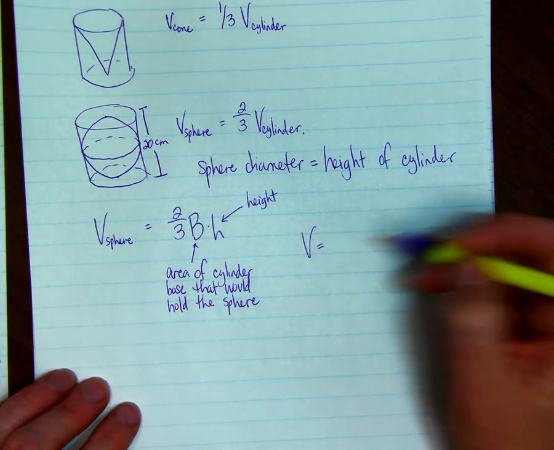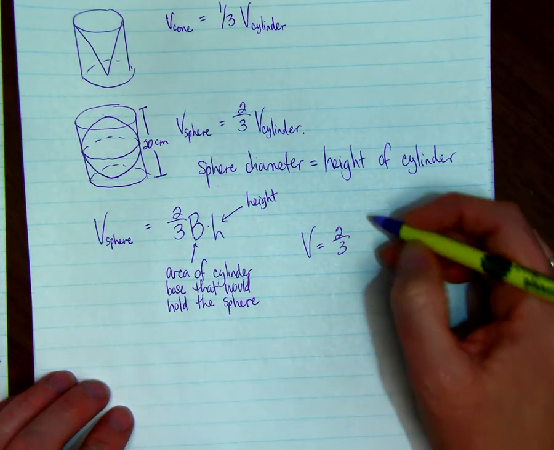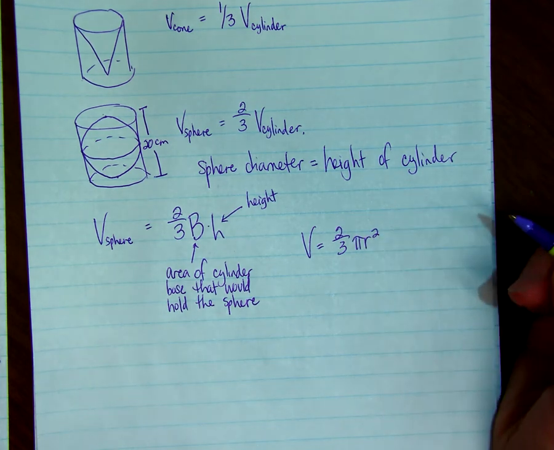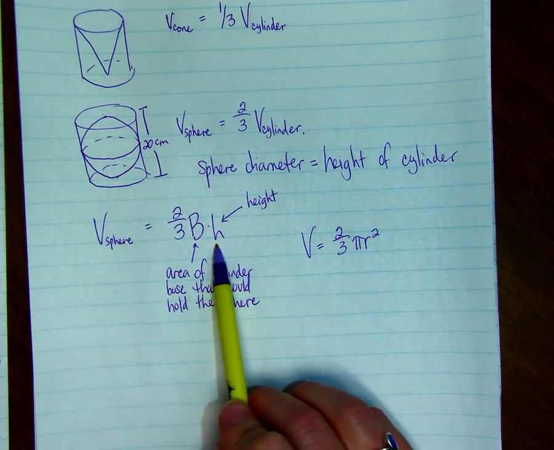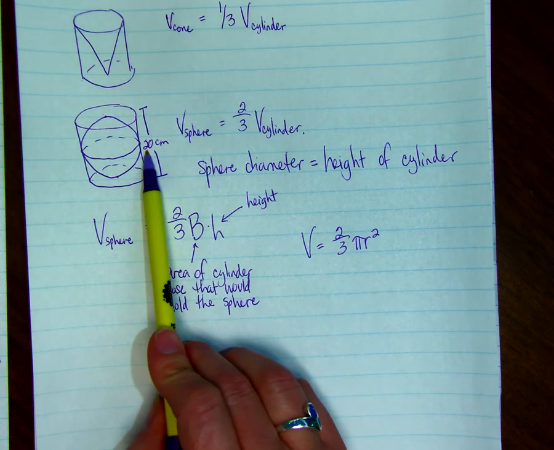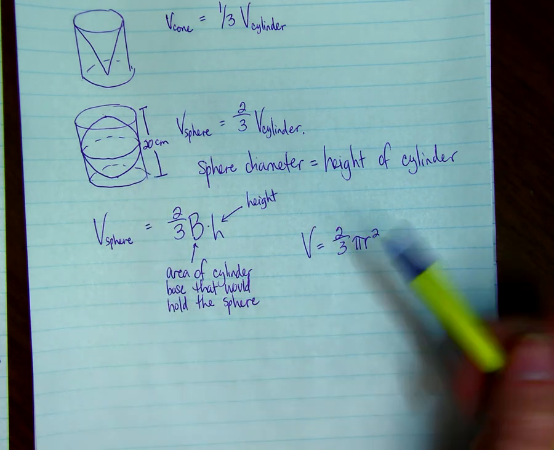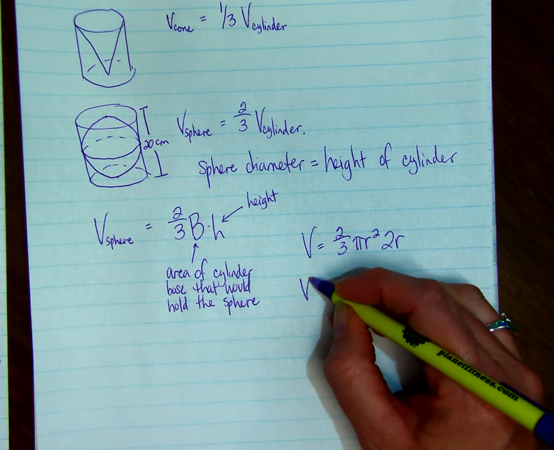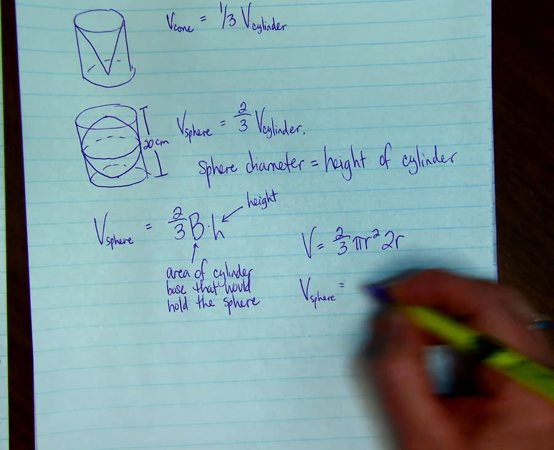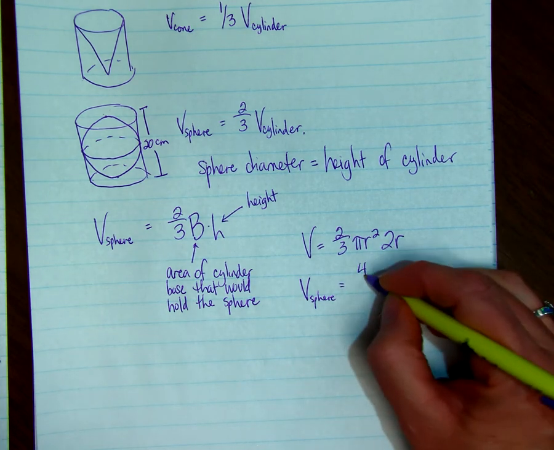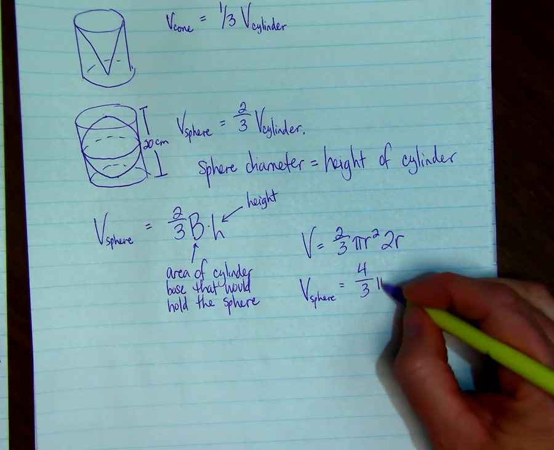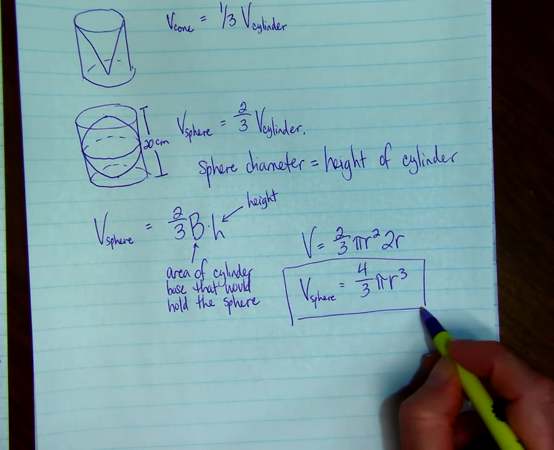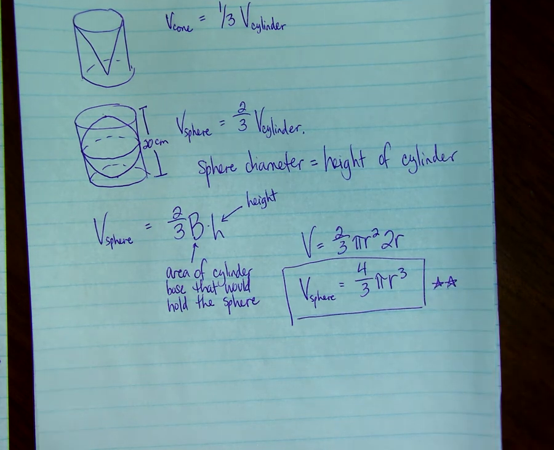So the volume of the sphere is 2/3. The area of the base of the cylinder is pi r squared. Now, since the height of the cylinder is the diameter, we can call the diameter 2r for 2 times the radius. Then we can simplify and say the volume of a sphere is equal to 4/3, we multiplied these 2's, pi r cubed. We're going to box it up here because this is a super awesome formula.